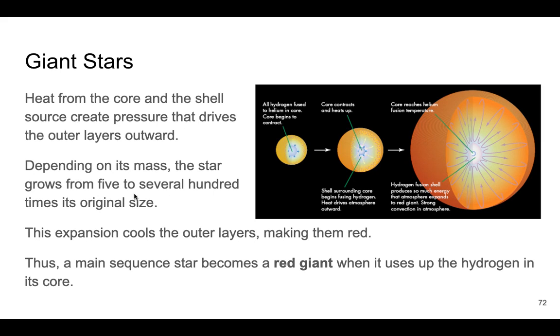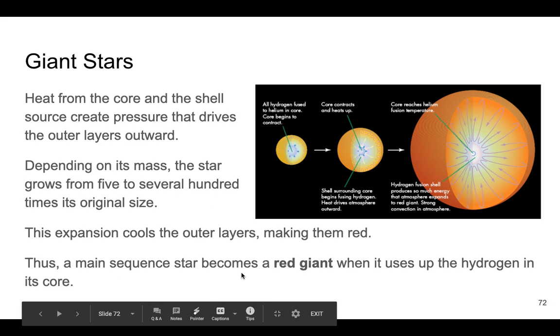So as the core is getting bigger and it's getting less dense, it's also starting to cool. So the temperature of the star is going to change because of Wien's law. So the star is going to start to become red as it cools. So thus a main sequence star becomes a red giant once it has used up the hydrogen in its core.